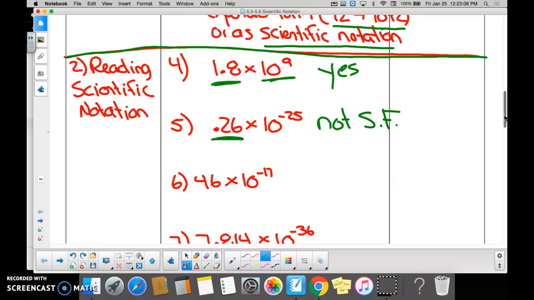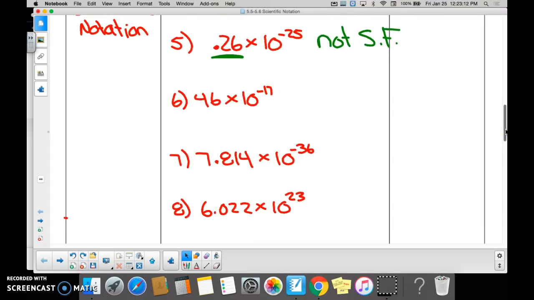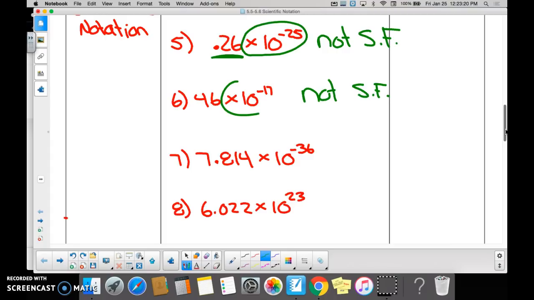Number 6, 46. Is that number bigger than 1? Definitely. Is it less than 10? It surely is not less than 10, so therefore it is not scientific notation. I will point out that this stuff right here is all good. It's just that this number was not bigger than 1, and this number was not less than 10.